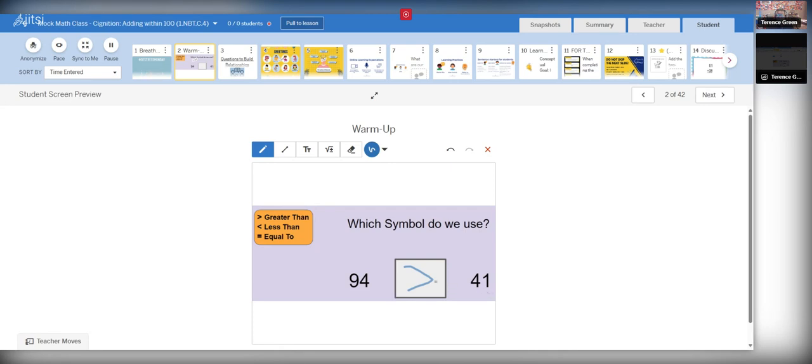Sometimes we'll say that the alligator's mouth is eating the bigger number. So it's eating the 94 because that's the bigger number. The mouth of the alligator is open, so it's eating the bigger number. That's one way that we can look at that. Okay? So that's the first example.